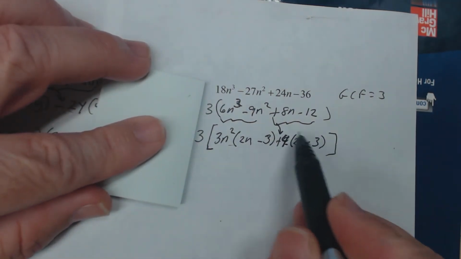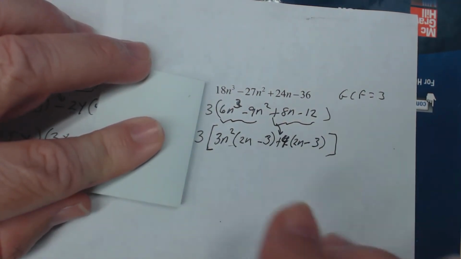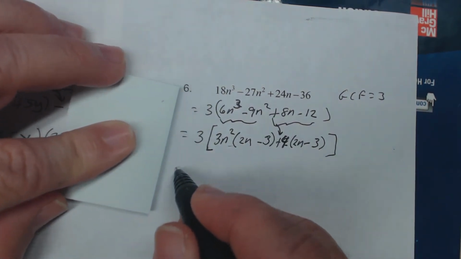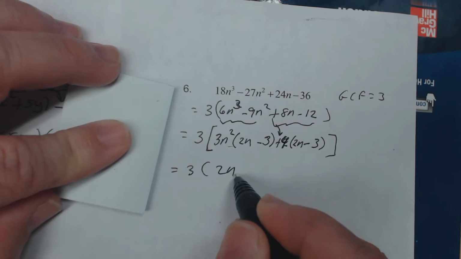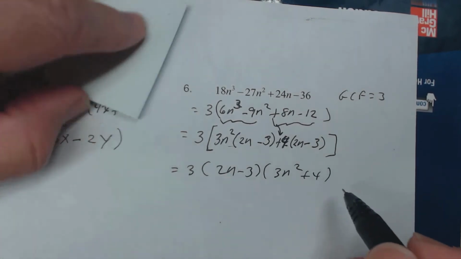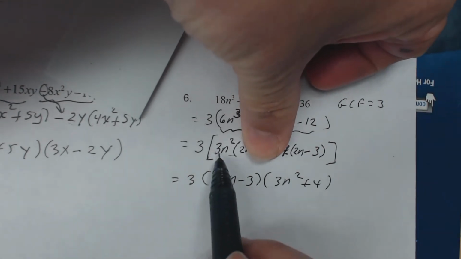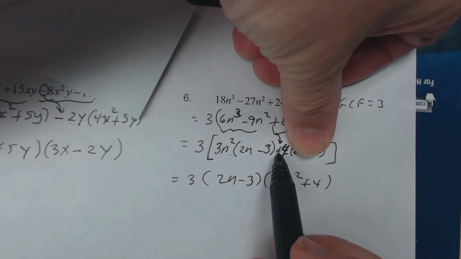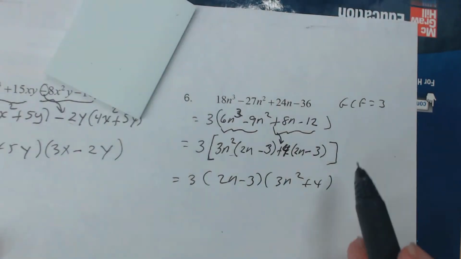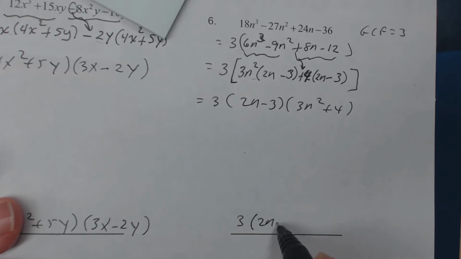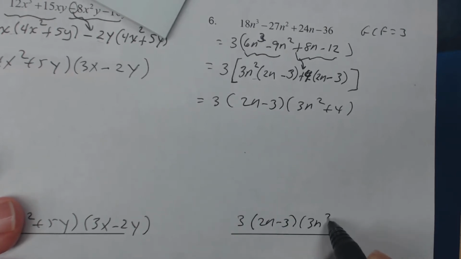And then, just like we did in the other problems, these two groups have a 2n minus 3. So I get 3 times 2n minus 3 times 3n squared plus 4. If I factor out the 2n minus 3, I'm left with 3n squared. That's what this is. If I factor out the 2n minus 3 here, I'm left with a plus 4. And that's what that is. Okay, so there's your answer there. So you get 3 times 2n minus 3 times 3n squared plus 4.